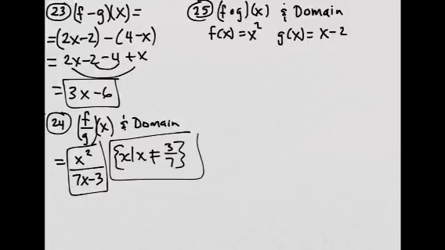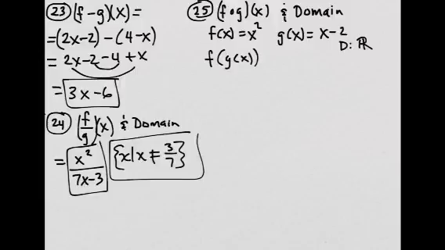Alright, so for 25, they want f of g of x. And remember, before we do anything, we identify the domain of the inside function. In this case, the inside function is g of x, because g of x is going to go into f of x. So I look at that function and identify its domain. So here's the function. The domain of this function is all reals. Okay, so what that tells me is that I'm coming into this new function with all reals. Okay? So now I'm going to do f of g of x. So that would be f of g of x.